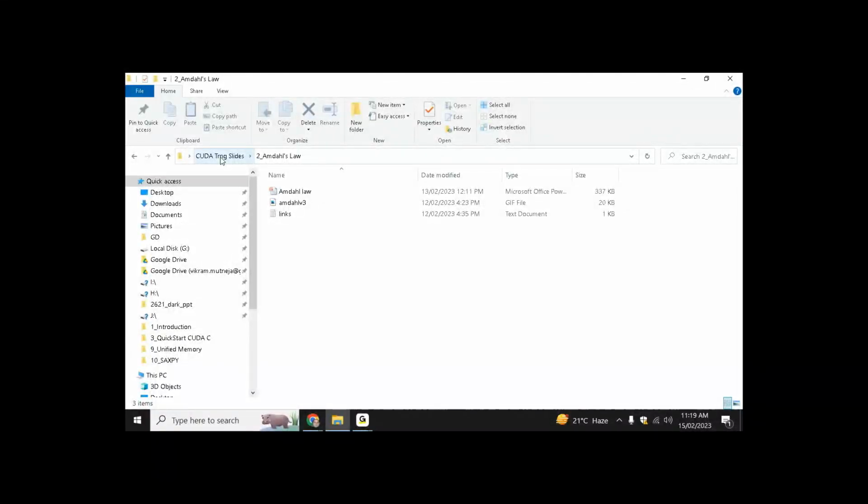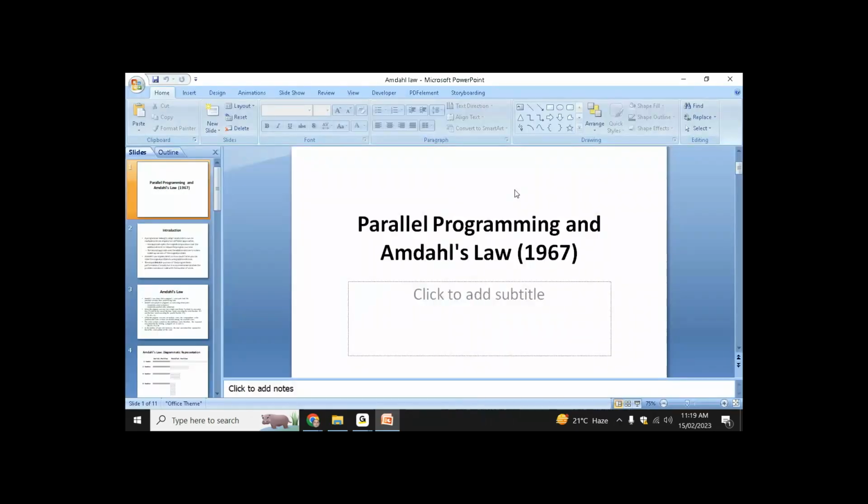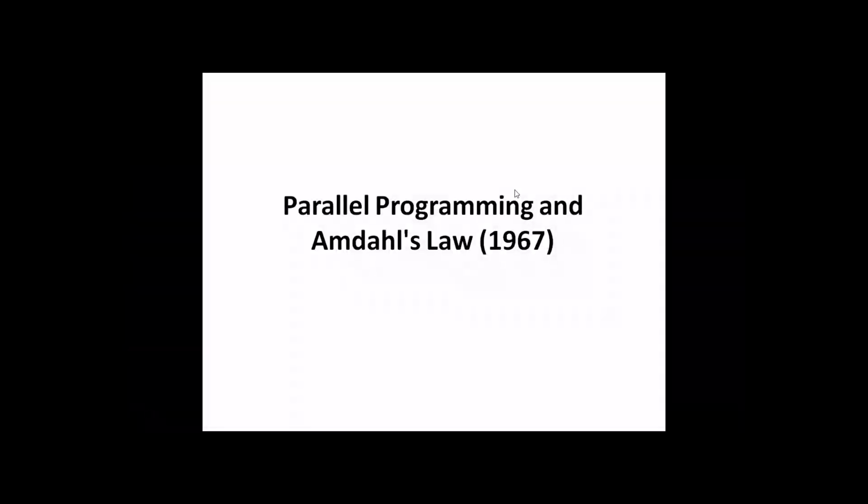It is just a very simple law. We can go through these slides very quickly. It is just the mathematical calculation of how we can parallelize our code, or how much advantage we can get by parallelizing our code, right? It was formulated in 1967 by the scientist Amdahl.